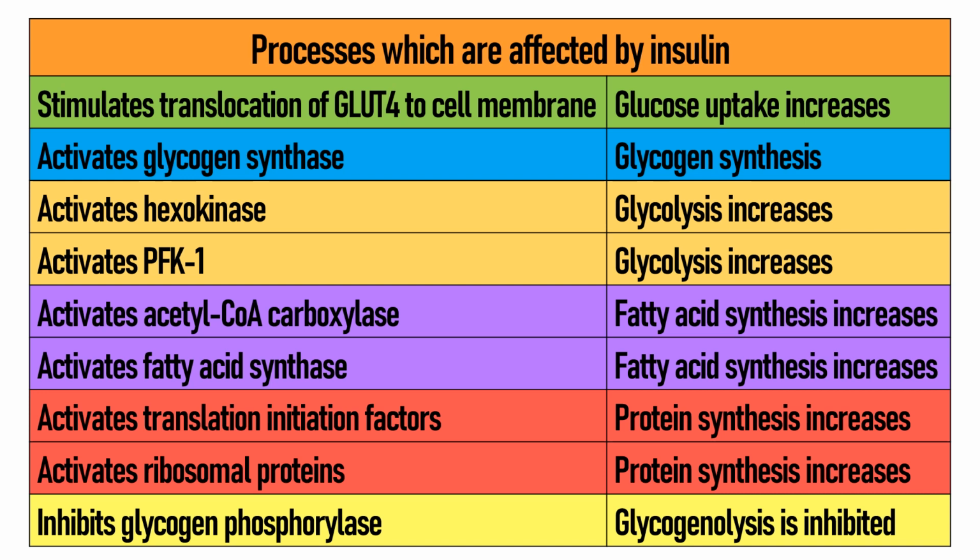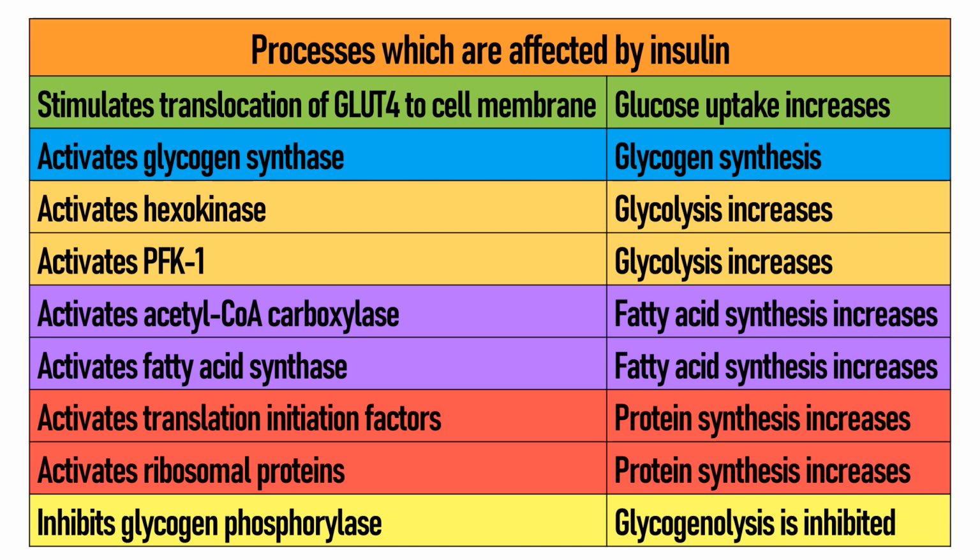Processes which are affected by insulin. Insulin stimulates translocation of glucose transporter type 4 to the cell membrane, which increases glucose uptake. Insulin activates glycogen synthase enzyme, which increases glycogen synthesis. Insulin activates hexokinase and PFK1, which increases glycolysis. Insulin activates acetyl coenzyme A carboxylase, and also fatty acid synthase. This enhances fatty acid synthesis.